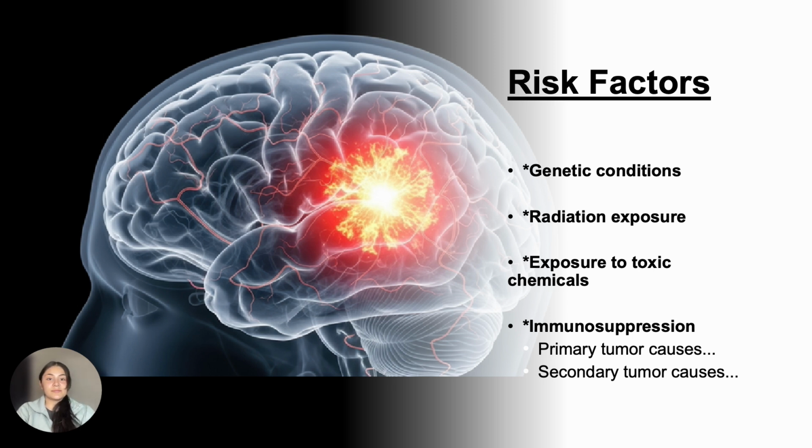Secondary tumor causes. Secondary tumors, also known as metastatic, are tumors that are caused by cancer that forms elsewhere in your body and spreads through your bloodstream or lymph nodes.